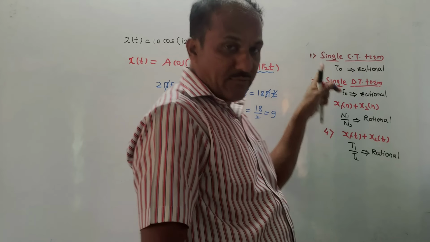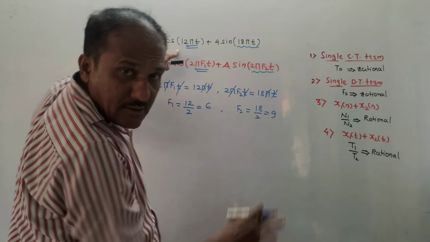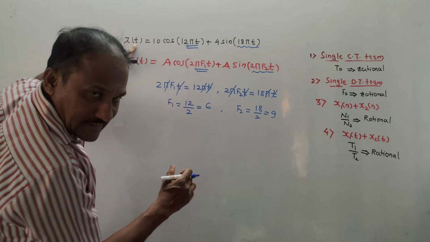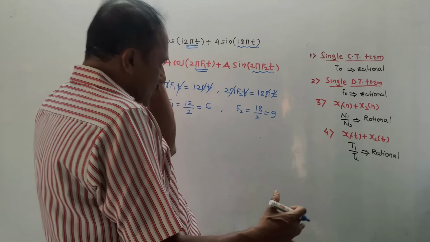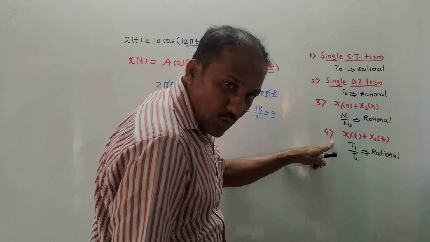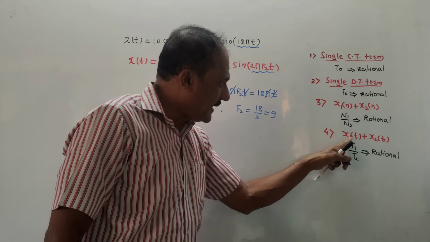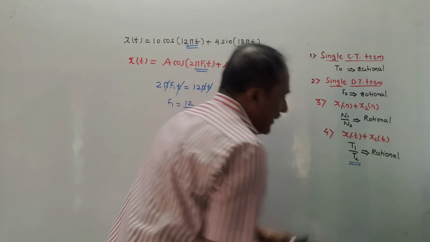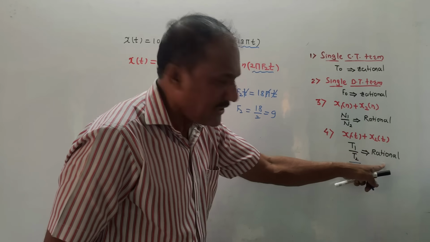Now, let us refer to the rule. We have addition of two terms. The given signal is a CT signal. How did I identify it? The notation is t, which indicates it is a CT signal. So I have to refer to rule number 4. It is applicable for addition of two CT signals, that is x1 of t plus x2 of t. What is the rule? I need to calculate the ratio T1 by T2. If it is rational, the signal is periodic.